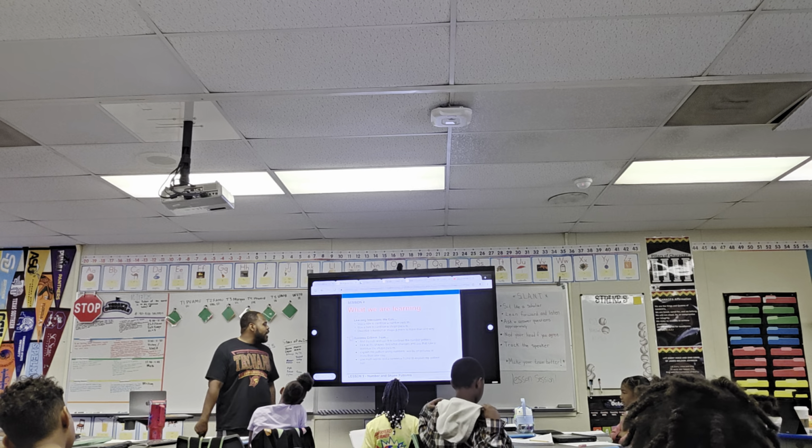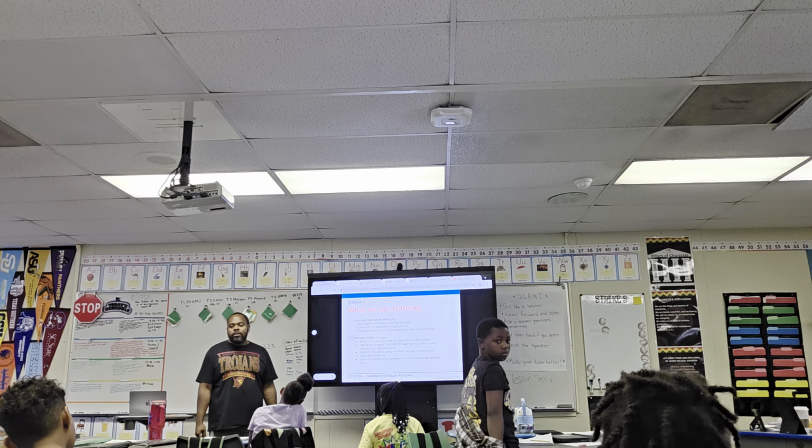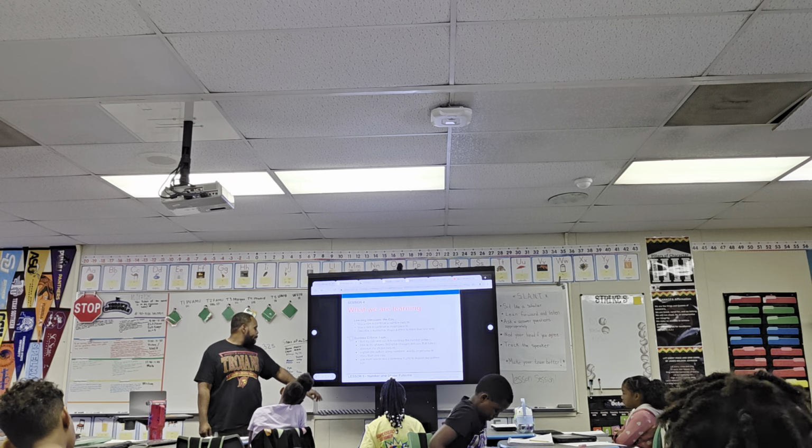Use math words and a sentence frame to explain my pattern rule.